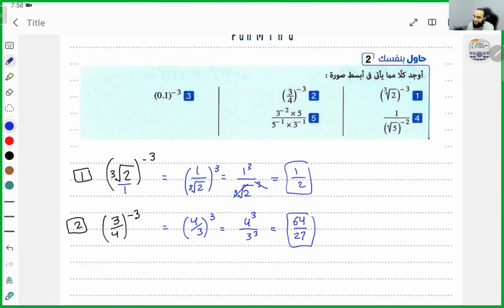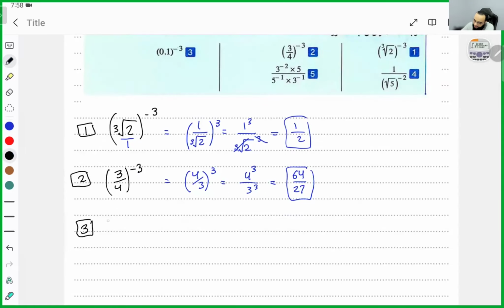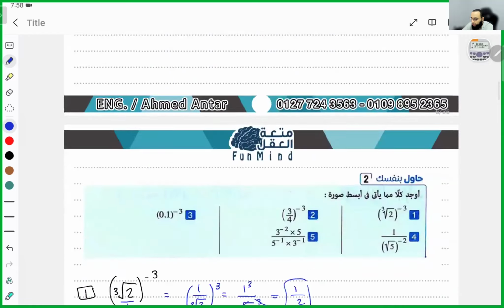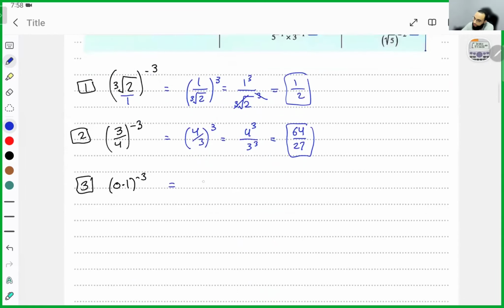Okay. Naman, Abdul Halim. 0.1. You know 0.1 equals what as a fraction? We wrote it here. 0.1 equals 1 over 10. 1 over 10 power negative 3. So it's what? I didn't change anything. 0.1 is 1 over 10.